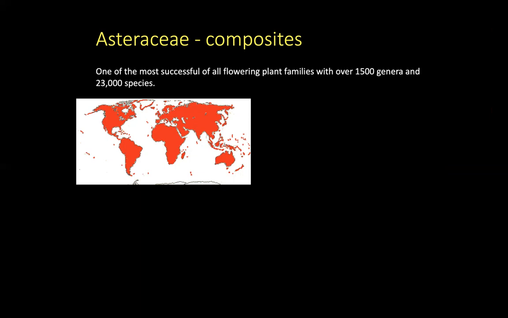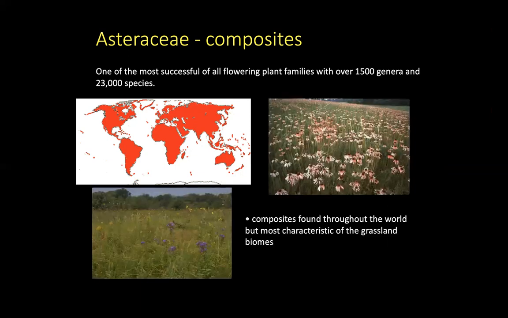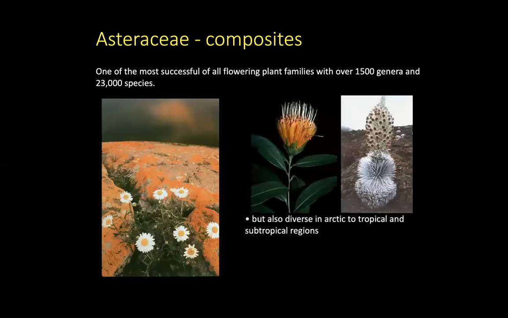So let's continue on. Okay, they're everywhere, but they're a huge component of grassland biomes, as they are here in Colorado, especially later in the growing season in the temperate hemisphere. Certainly there are trees that are Asteraceae in the tropics. There are even some vines, etc., but they're often herbs of grassland ecosystems. Here's some tropical or Arctic. So we have some in our Arctic regions.